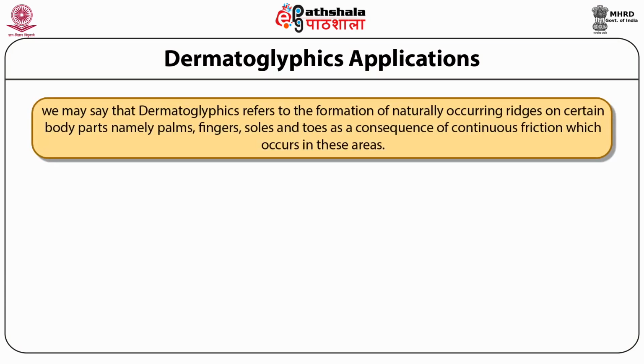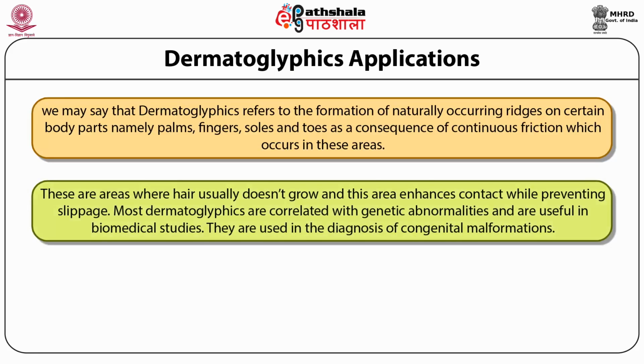We may say that dermatoglyphics refer to the formation of naturally occurring ridges on certain body parts, namely palms, fingers, soles, and toes, as a consequence of continuous friction which occurs in these areas. These are areas where hair usually does not grow, and this area enhances contact while preventing slippage. Most dermatoglyphics are correlated with genetic abnormalities and are useful in biomedical studies. They are used in the diagnosis of congenital malformations.